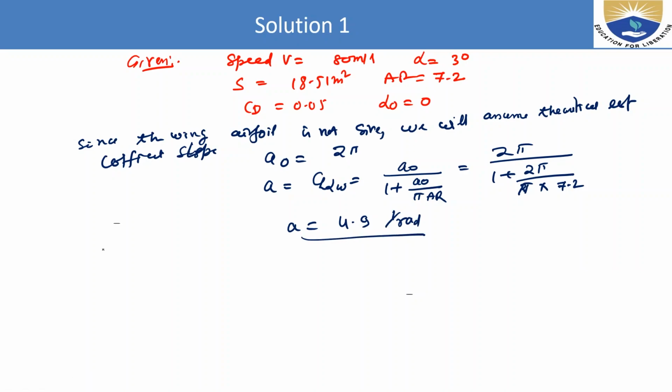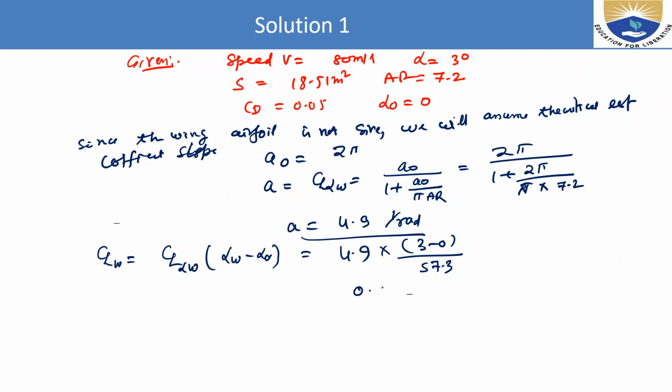From here we know that CLW is equal to CL alpha W times alpha minus alpha naught. So CLW, we got 4.9 into 3.03 minus 0 divided by 57.3. So we will get here 0.22. This CL is approximately equal to CLW, and that is 0.22. So we got the first thing.